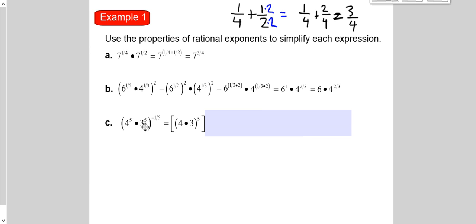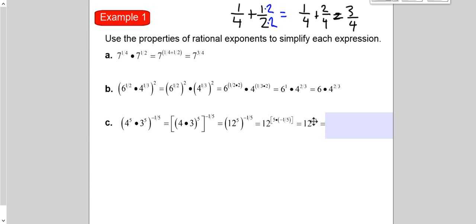That means we can group those together as 4 times 3 to the 5th power, because you can only do that when that exponent's the same. So 4 times 3 is going to give us a 12. 12 to the 5th power to the negative 1/5 power. Now multiply your exponents, raising a power to a power. You're going to multiply those exponents. Negative 1/5 times 5 is negative 1.